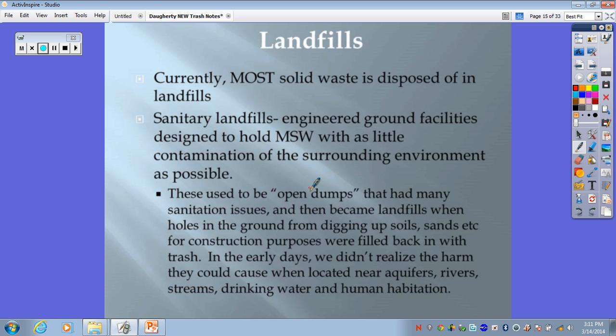So back in the good old days, or I should call them the olden days, we used to just use an open dump. And these open dumps had lots of sanitation issues. Then we started to create what we call landfills. We were just using holes in the ground that existed because we were digging up soil or for construction purposes, and we had these holes in the ground and we would just fill them back in with trash, and those were kind of the first landfills. It says in the early days we didn't realize the harm that they could cause when they were located near aquifers, rivers, streams, drinking water, and human habitation. So we started to realize that we needed to create more of a sanitary situation.